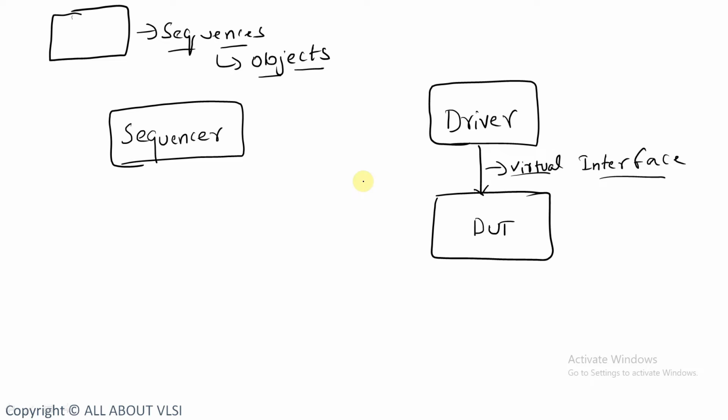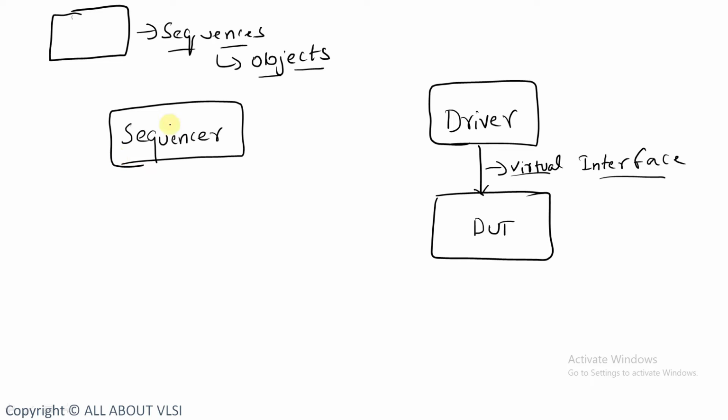These sequences are going to have your data properties, or the properties which the driver wants to drive to the DUT. What these sequences are and how we are going to declare them, we will discuss in our further sessions. But for now, what you need to understand is that sequences are going to contain the properties or the data which the driver wants to drive to the DUT.